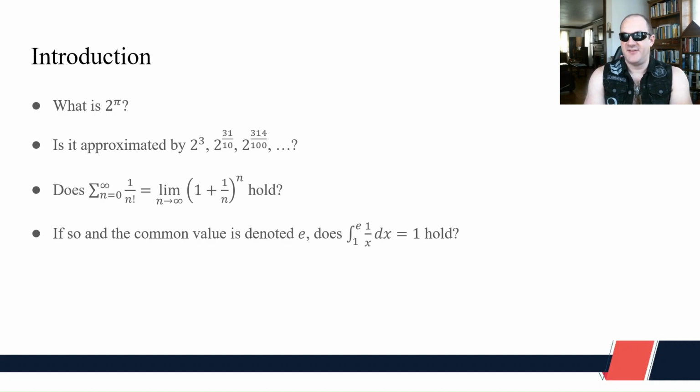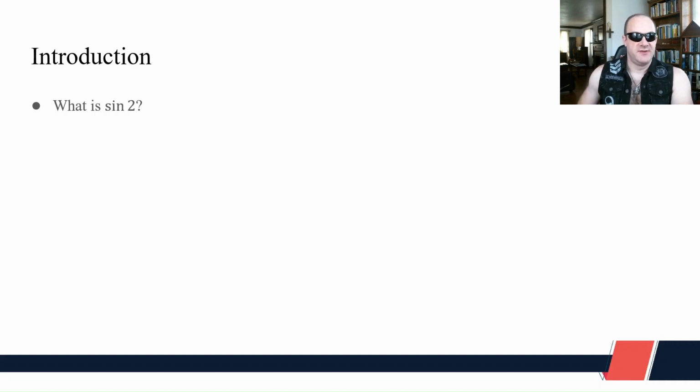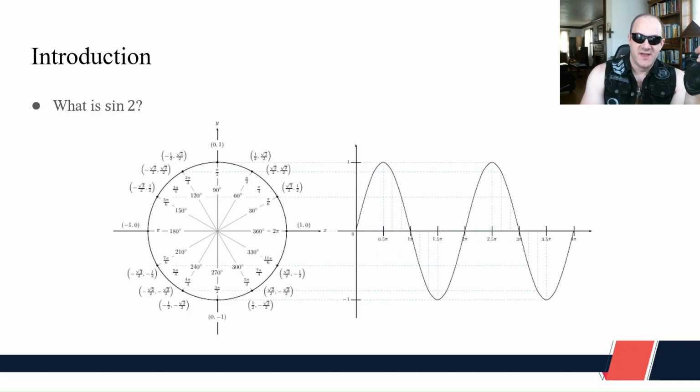Now, it gets even worse with trig functions. So you might say something like, well, what is sine of 2? And you don't know, because you only learn what the sine of 5 different things is. You'll learn what the sine of 0 is, pi over 6, pi over 4, pi over 3, and pi over 2, and then you just kind of make that go around the unit circle. And let's talk about the unit circle for just a moment.